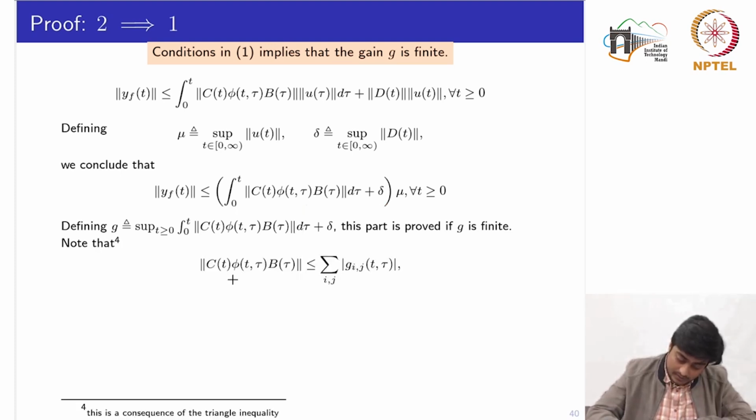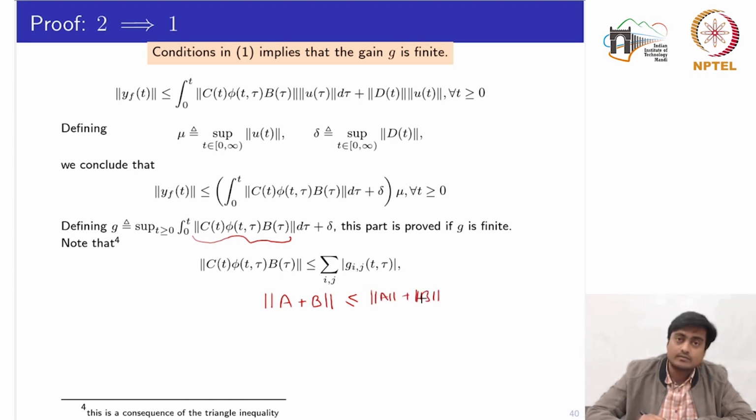So note that the norm of this complete entity is less than or equal to the summation of the absolute value of Gij t comma tau, and this basically comes from the triangular inequality. This triangular inequality says that the norm of the summation of two matrices is less than or equal to the summation of their individual norms. Right? So this is a fact.